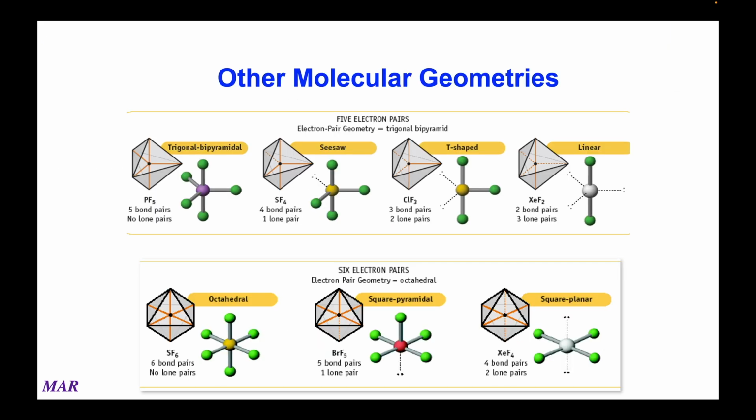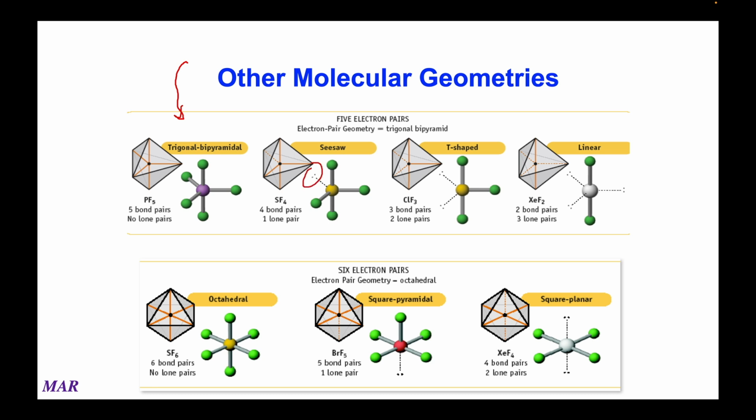These are the different orientations you can have for both trigonal bipyramid on the top and octahedral on the bottom. So first of all, note the first one on the left-hand side. This is a trigonal bipyramid without any lone pairs, like PF5. Then you have EPG and MG the same. So for PF5, which has no lone pairs, electron pair geometry would be trigonal bipyramid, and molecular geometry would be trigonal bipyramid. It's the same name for EPG and MG if there are no lone pairs.